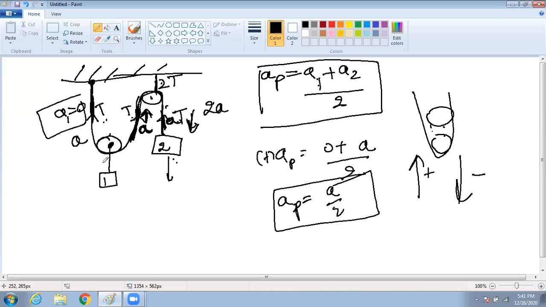Correct? Understood? If this pulley moves up by A, this will move by 2A, because the acceleration of the pulley is half of the acceleration of this one. You can consider A by 2 or A, your wish. Whatever the acceleration here, this will be double here, or whatever is here will be half of that. This is one way of understanding. There is another way which I will explain. You understood this problem?